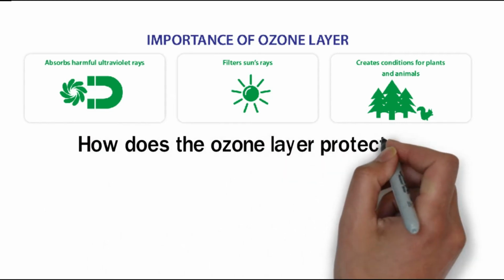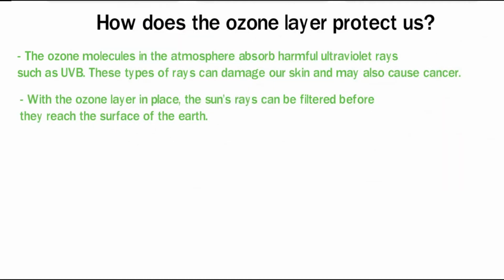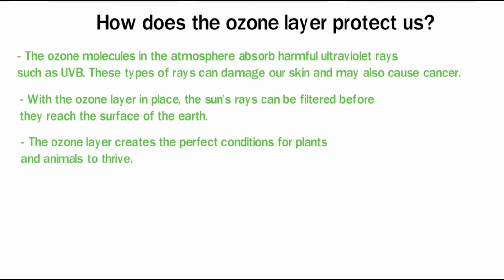How does the ozone layer protect us? The ozone molecules in the atmosphere absorb harmful ultraviolet rays such as UVB. These types of rays can damage our skin, and they may also cause cancer. With the ozone layer in place, the sun's rays can be filtered before they reach the surface of the Earth. The ozone layer creates the perfect conditions for plants and animals to thrive.